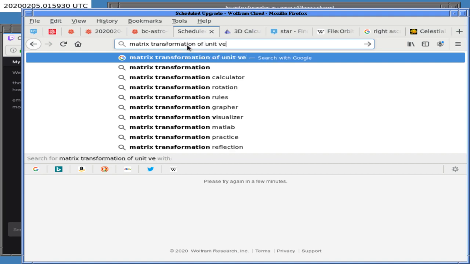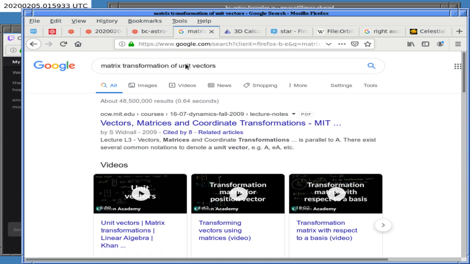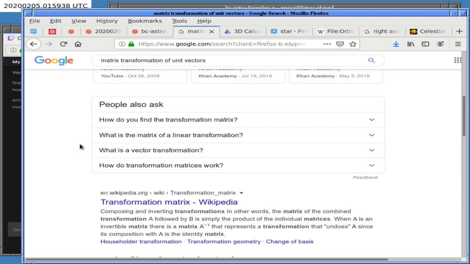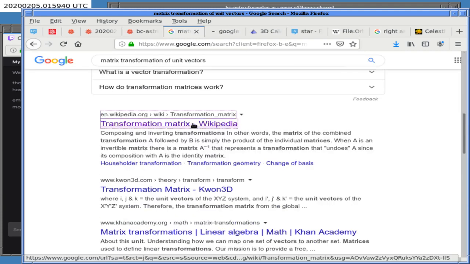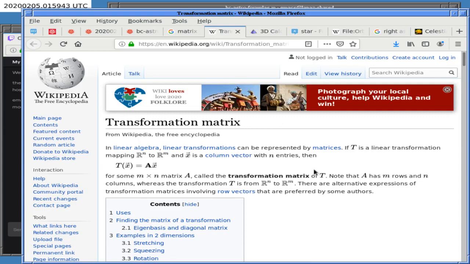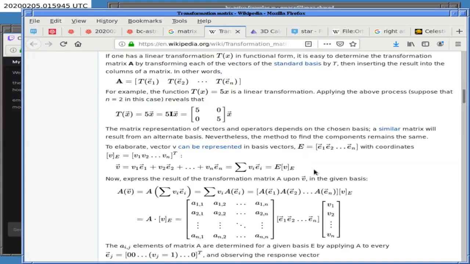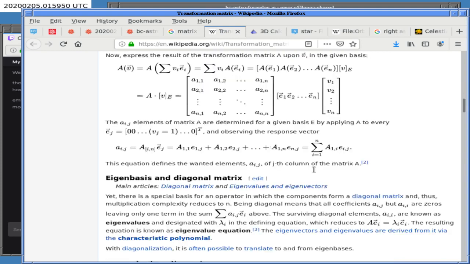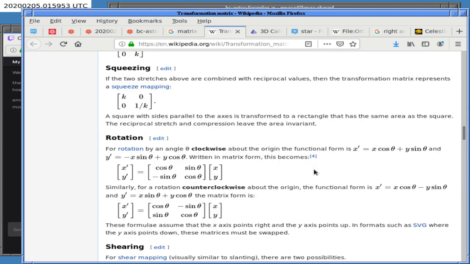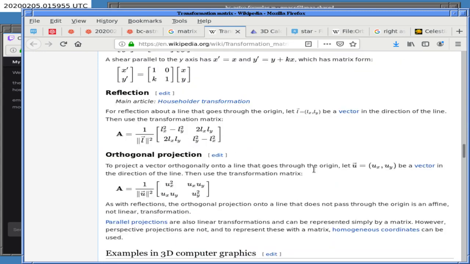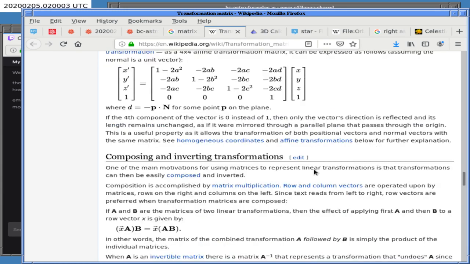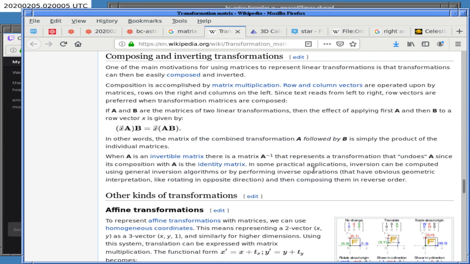Orthonormal unit vectors. This is, oh, it's PDF for one thing, so it's worthless. There we go. The transformation matrix, blah, blah, blah. Examples in three dimensions. In 3D computer games. Reflection. All right, Pomodoro time, back in 2 and 2.